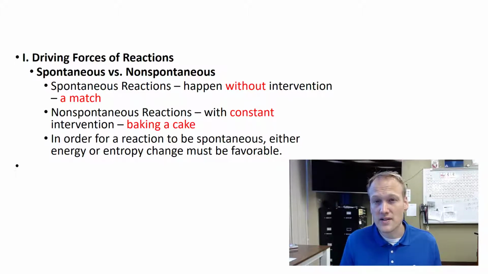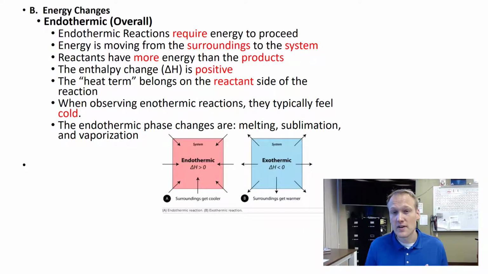A non-spontaneous reaction is something that you have to constantly intervene with. Baking a cake would be an example. When you bake a cake, that's a chemical reaction, and you have to continually add heat so the cake continues to chemically react. In order for something to be spontaneous, the energy or entropy change must be favorable. Let's first focus on energy.